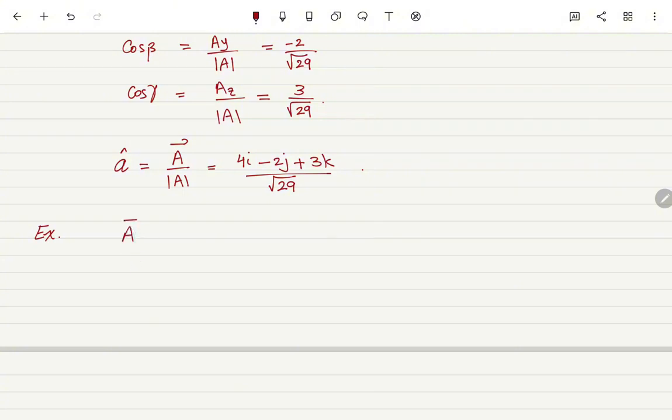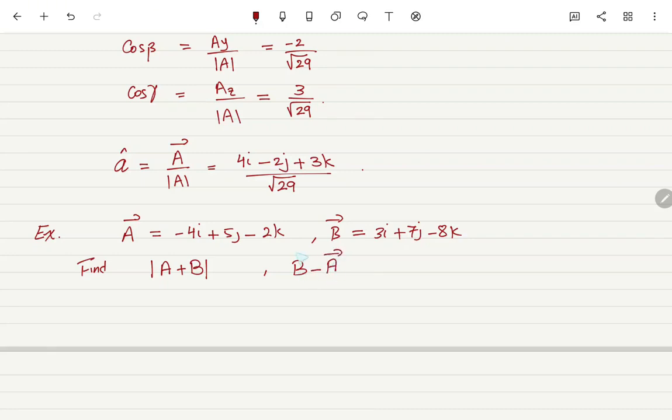Vector a equal to minus 4i plus 5j minus 2k. Vector b equal to 3i plus 7j minus 8k. Find the magnitude of a plus b and b minus a.